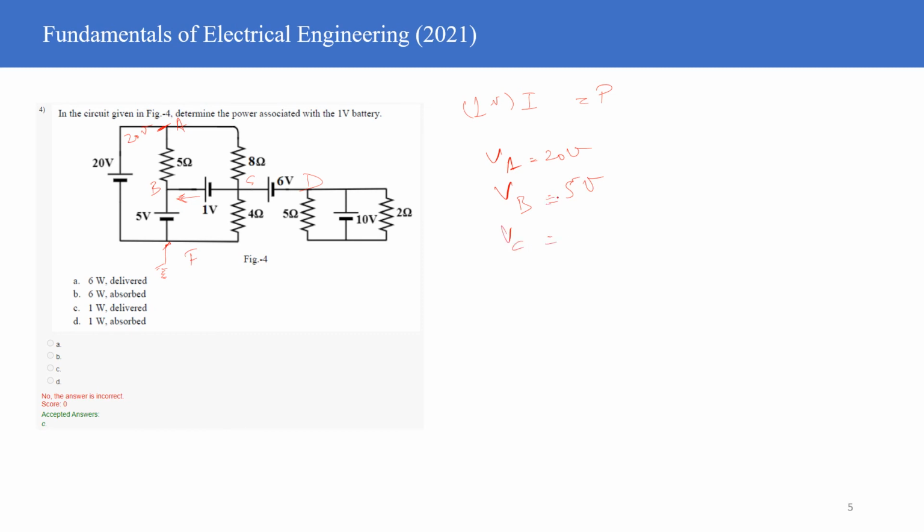If VB is equal to 5 volt, then VC will be equal to VB minus 1 volt. I'm hoping that I'm clear. So it will be 4 volt. And what will be VD? VD will be equal to VC minus 6 volt, which is 4 minus 6, that is minus 2 volt.